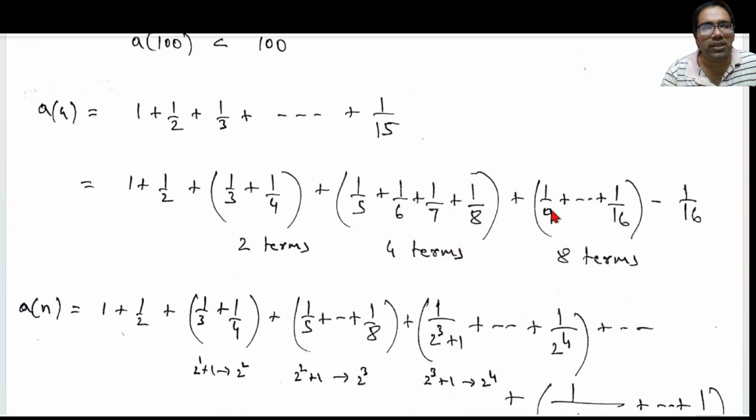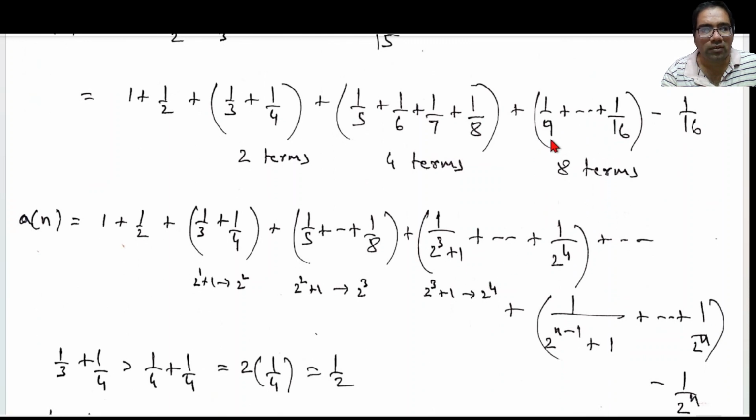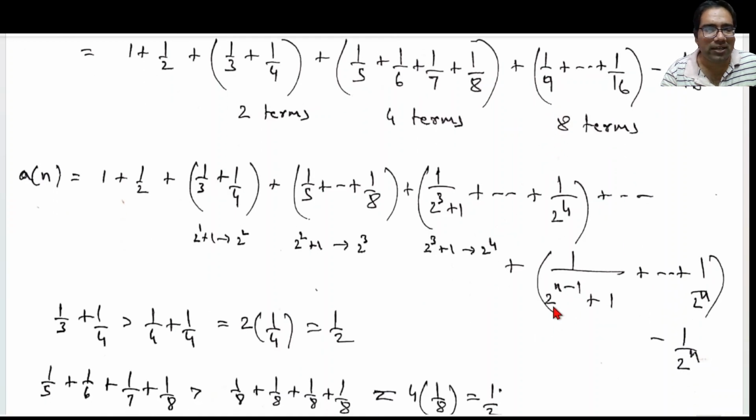The terms will be up to 2 power 4, 2 power 4 minus 1, that is 2 cube plus 1 to 2 power 4. Similarly, 2 power n minus 1 plus 1 to 2 power n. What is 9? 2 power n minus 1, which is 2 power 4 minus 1, which is 2 cube plus 1 to 2 power 4. So similarly, in this bucket also, we'll take the bucket from 2 power n minus 1 plus 1 to 2 power n and subtract this 1 by 2 power n.